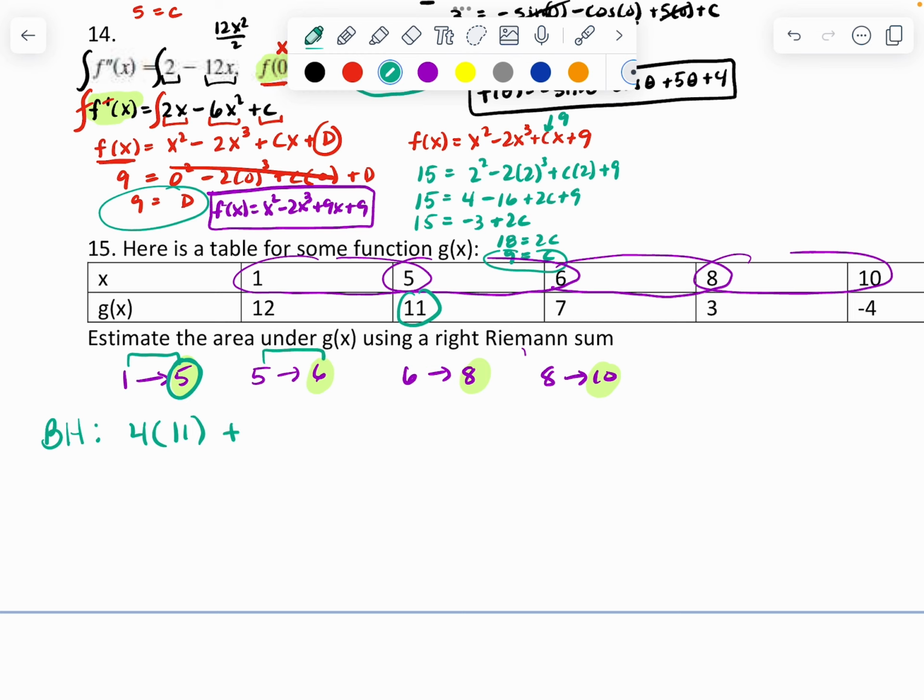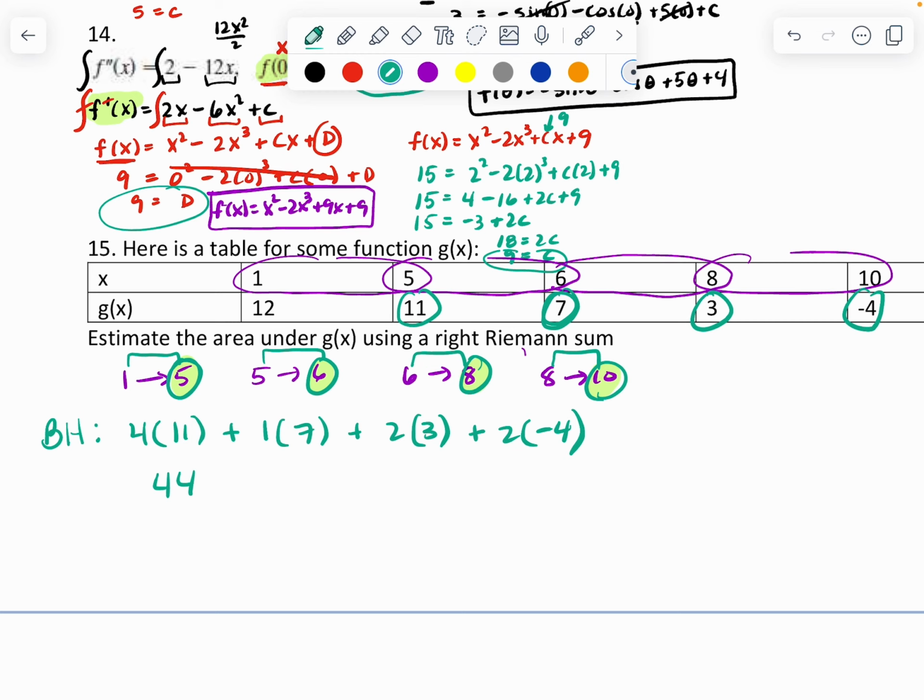Then plus the distance for the base 5 to 6 is 1. The height at 6 is going to be 7. Plus the distance from 6 to 8 is 2. That's my base. The height at 8 is going to be 3. And then last but not least, the distance from 8 to 10 is 2. The height at 10 is going to be negative 4. And a negative height just means that it's below the x-axis. Okay, so this is going to be 44 plus 7 plus 6 minus 8. 44 plus 7 is 51 plus 6 minus 8. 51 plus 6 is 57 minus 8 is 49.